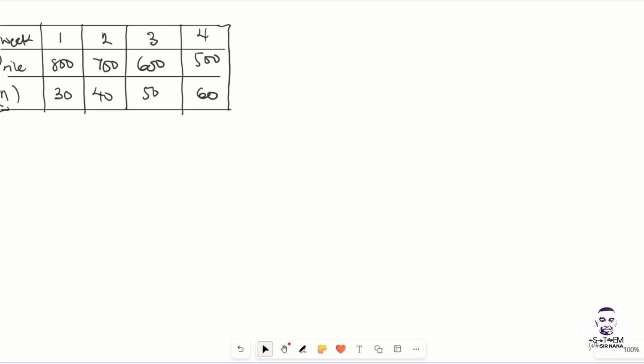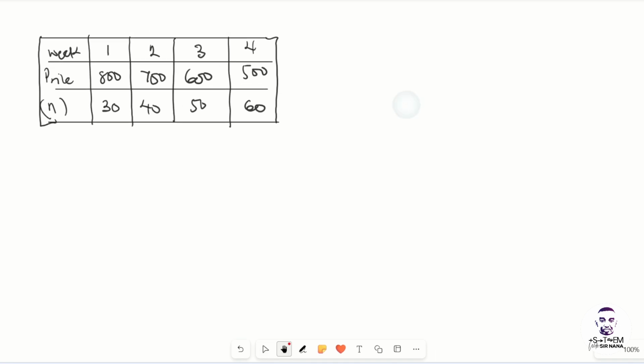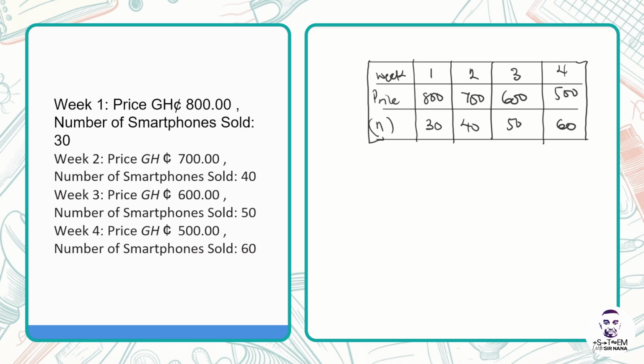So we have our table which represents the weeks that we have sold these goods: week 1, week 2, week 3, week 4. In week 1, the price is 800 cedi, the number of goods is 30. Week 2, 700, the number of goods is 40. Week 3, 600, the number of goods is 50. And week 4, 500 cedi, the number of goods sold is 60. We want to draw a graph using this, where the price is the x side and the number is the y side.